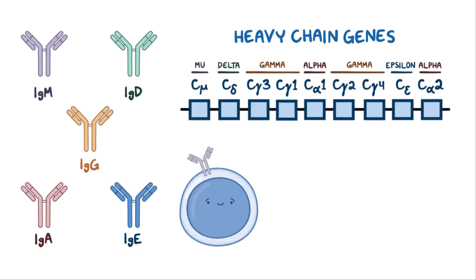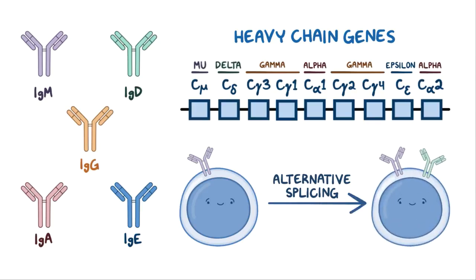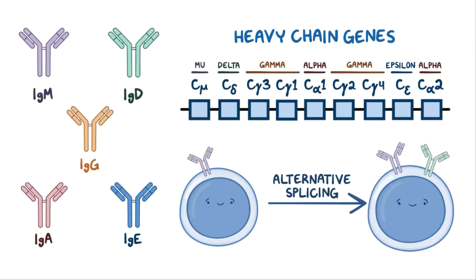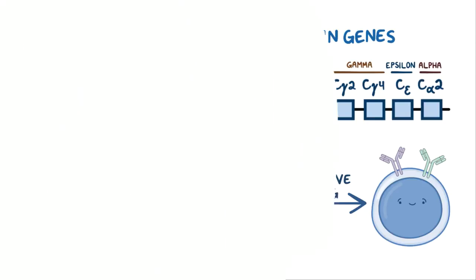When the B cell finishes developing, it undergoes a process called alternative splicing. Alternative splicing is a process by which the cell expresses the heavy chain exons for both mu and delta, allowing for both IgM and IgD to be simultaneously expressed on the surface. At this point, the B cell is mature, but still naive.